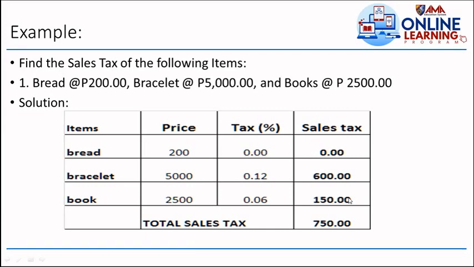So, if we're going to compute for every individual sales tax, for bread is equal to 0 siya dahil walang tax po yung bread natin. For bracelet, we have 12% multiplied by 5,000, we have 600 pesos. For books, we have 2,500 multiplied by 6%, we have 150 pesos. So if you're going to compute for the total sales tax, i-add po natin lahat yan, we have a total of 750 pesos. So this is one of the examples of a multiline function wherein lahat pinagsama-sama with individual percentage ng tax nila. So one of the examples is the sales tax po.